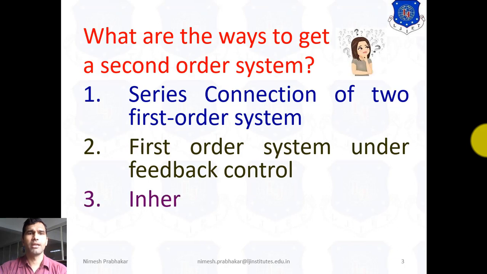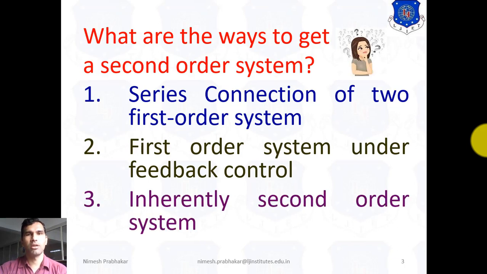And the last way is the inherently second order system. In my previous lecture we discussed an inherently second order system, that is the U-tube manometer. So these are the ways to get a second order system: first, the series connection of two first order systems; then a first order system under feedback control; and third, the inherently second order system. Now in this lecture we discuss the first one, the series connection of two first order systems.